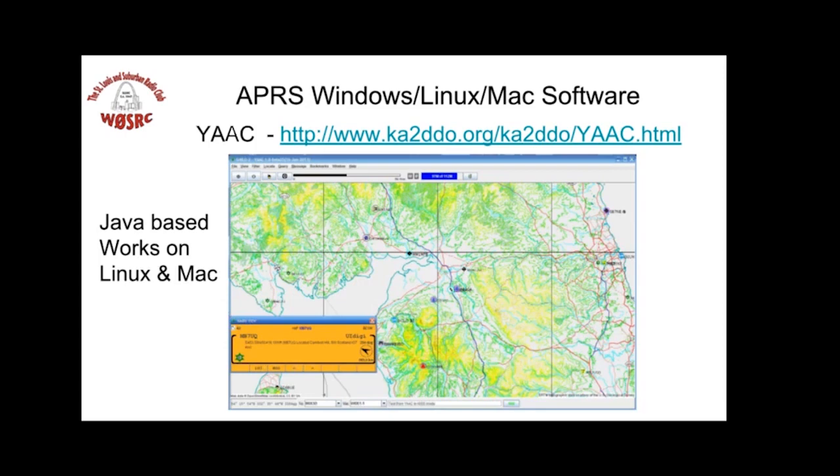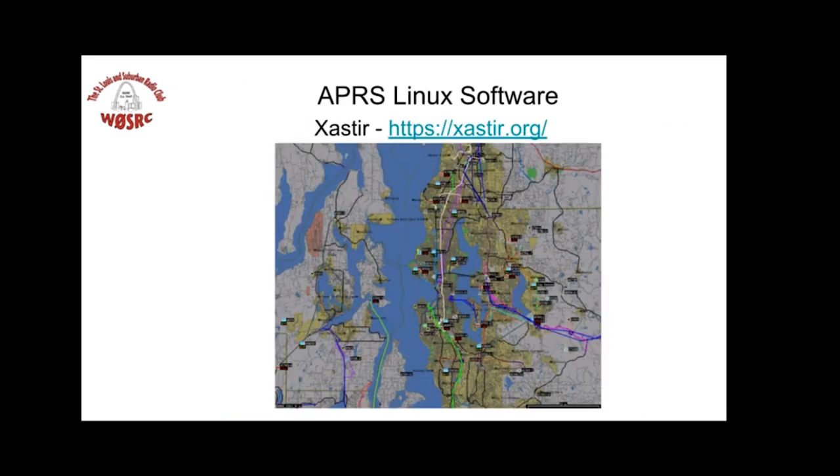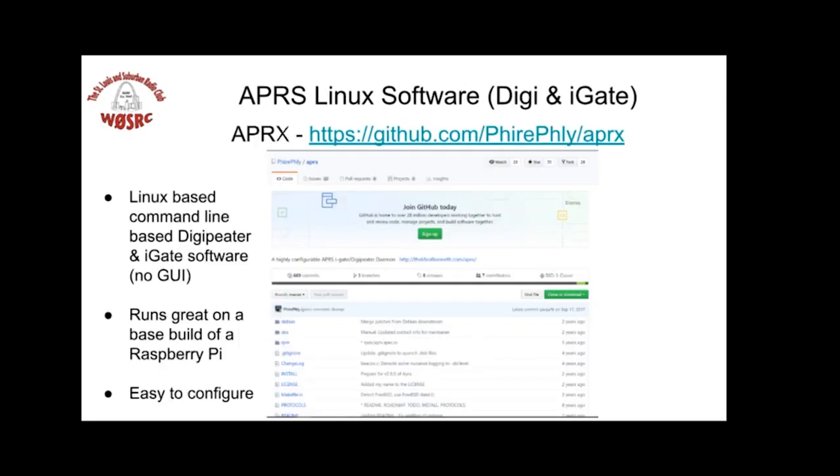Why AAC? So this, you Mac lovers, this runs on Mac and Linux. It's Java based. It'll run on Windows if you can get the right version of Java. And then, yeah, it's Xastir or Dastir. So that runs primarily on a Raspberry Pi, Linux. Okay.